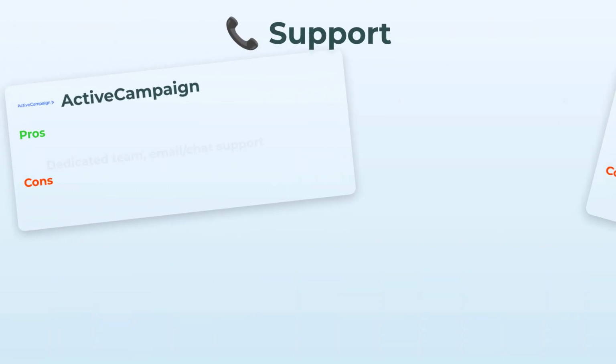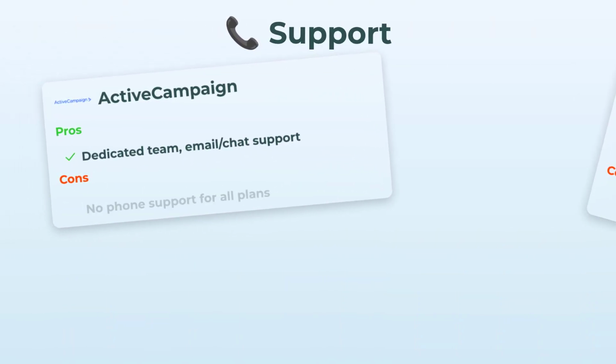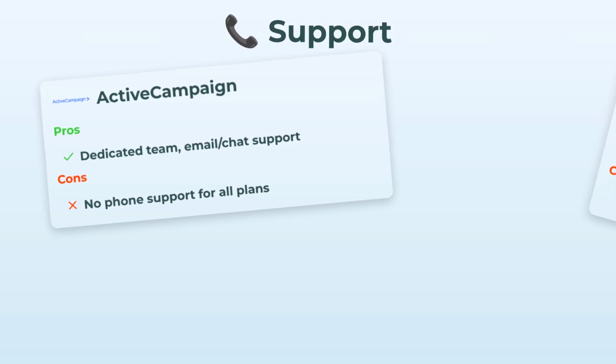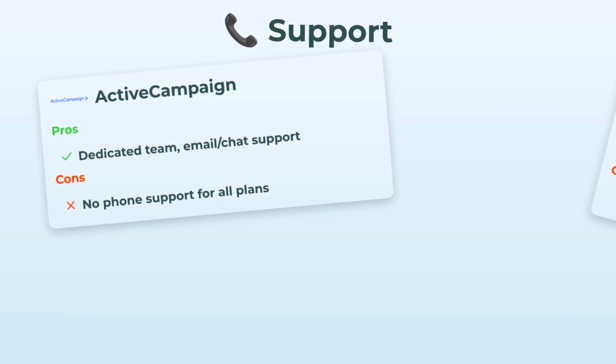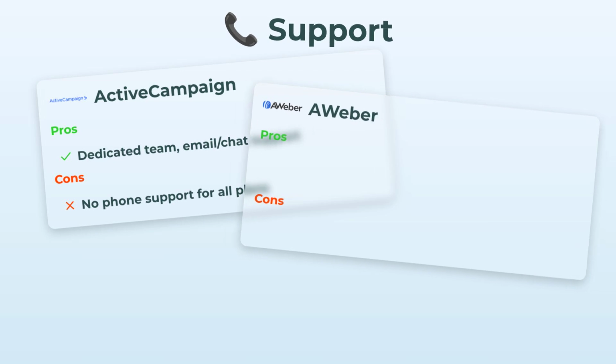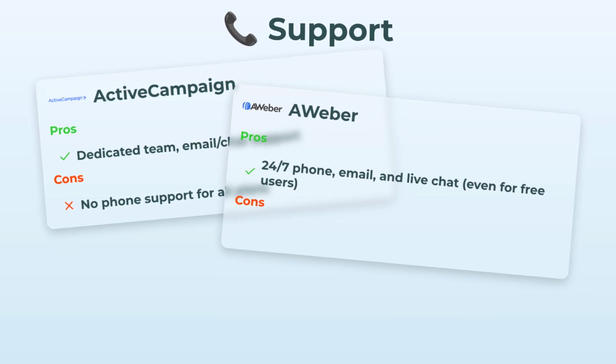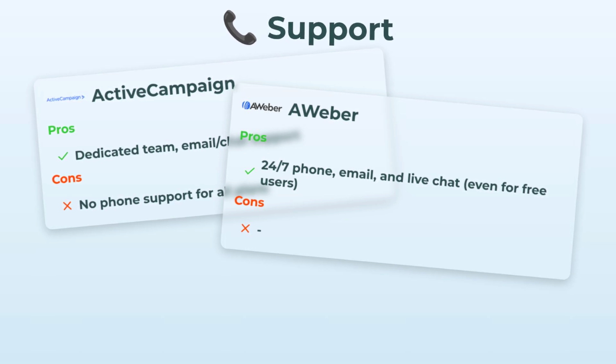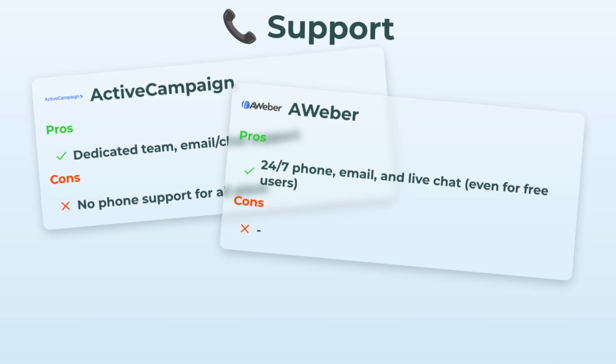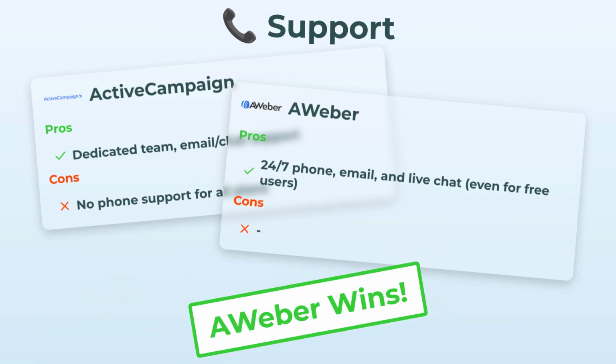Next up, support. Okay, this one's a bit of a game changer for some people. ActiveCampaign has a dedicated support team, email and chat help, but no phone support across every plan. So you're texting, not talking. Most times. AWeber? Oh man, they bring the big guns. 24/7 phone, email, and even live chat. You could be on their free plan and still get VIP level support. I wish more companies did this. Yeah, this round's all AWeber.